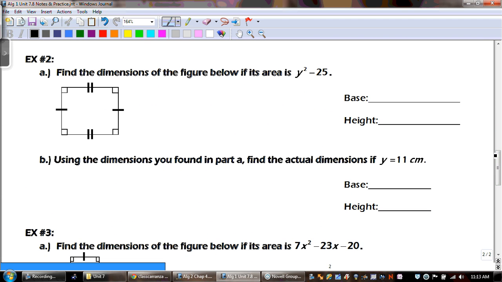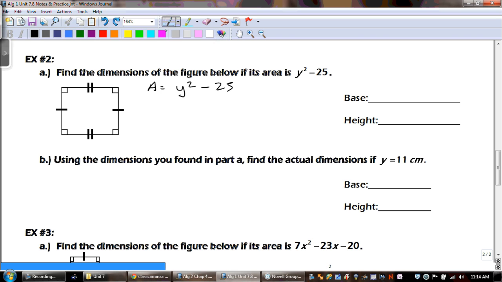So find the dimensions of the figure below if its area is y squared minus 25. So my area equals y squared minus 25. Now the first thing we always want to ask ourselves, is there a GCF? Well, is there? No. Okay. Is it a trinomial or a binomial? It's a binomial. It's a quadratic binomial because the highest exponent is 2 and there are 2 terms. Is it subtraction? Yes, that's good.